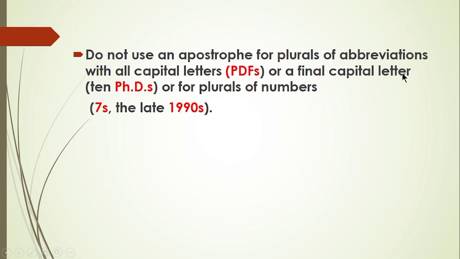Or final capital letter. For example, if there is an abbreviation and the final letter of that abbreviation is capital, again we only put S. We do not add any apostrophe. Or for plurals of numbers, and when we have numbers, for example, sevens, so again we do not need any apostrophe, rather we only add S. The late 1990s, again we only put an S rather than putting apostrophe plus S.